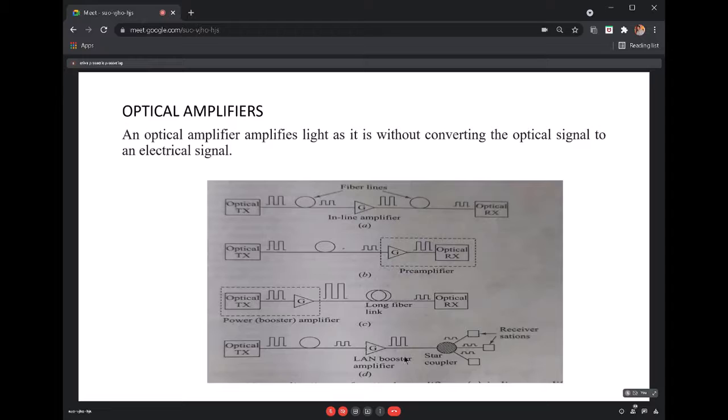Here, this diagram tells us the different types. For example, figure 1 shows this inline amplifier. In this inline amplifier, the dispersion will be very small. So the main limitation here is the repeater spacing that is causing the attenuation. So here it requires a complete regeneration, where the complete regeneration of the signal is done. Okay.